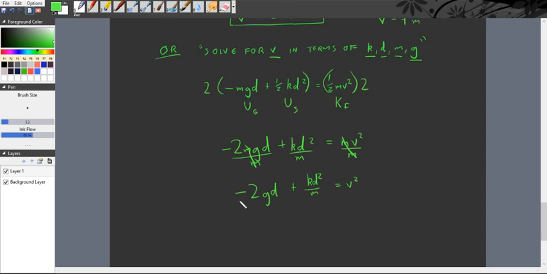You know how I said the other way to do this problem made a lot of sense, because we could tell what the terms were individually? What is negative 2gd? Physically speaking, what is it? I have no idea. What is v squared by itself? Does that have any physical meaning? I have no idea. What's kd squared over m? Can't really help you there.